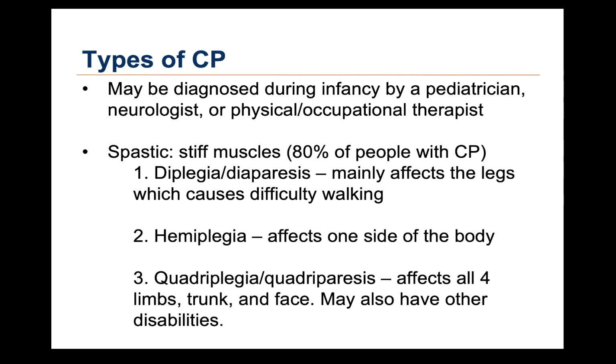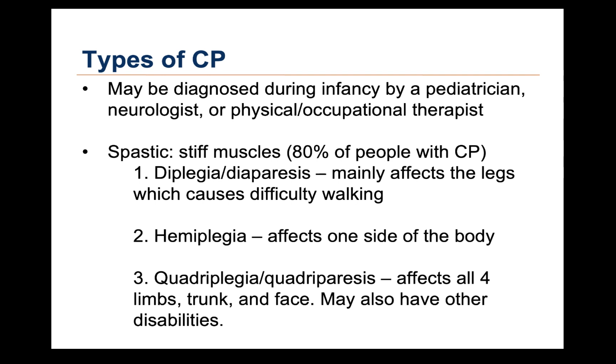Diplegia or diparesis mainly affects the legs. It is caused by damage to the parts of the brain near the fluid-filled spaces. It is more common in children born prematurely. People with diplegia may need to use a walker or wheelchair because of their difficulty walking.